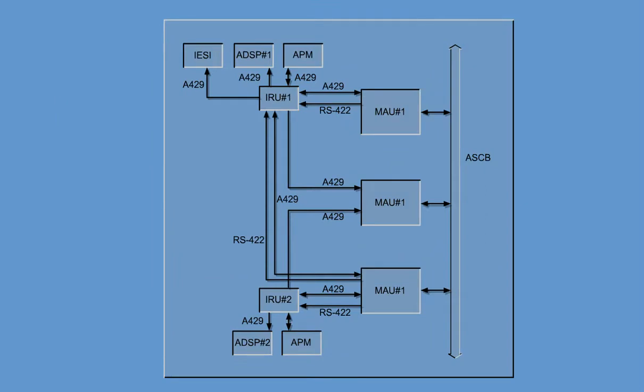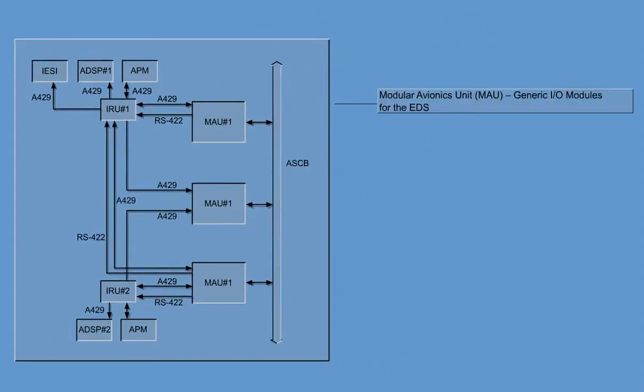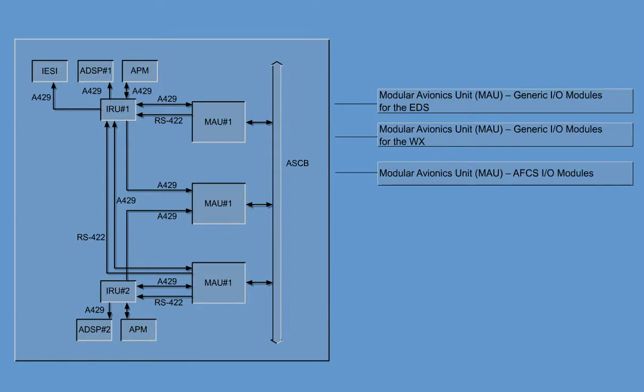In addition, the IRS interfaces with the following airplane systems and equipment to transmit inertial output data: Modular Avionics Unit, generic I/O modules for the electronic display systems, and is displayed to the crew on the PFDs. Modular Avionics Unit, generic I/O modules for the weather radar system. Modular Avionics Unit, AFCS I/O modules. The AFCS receives accelerations, attitudes, and attitude rates data from IRS.